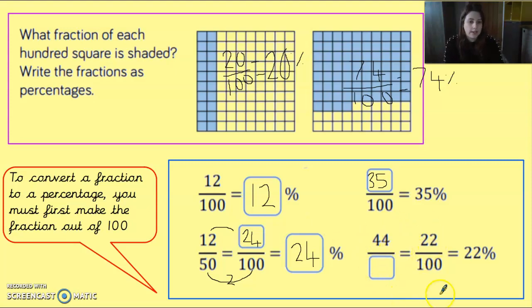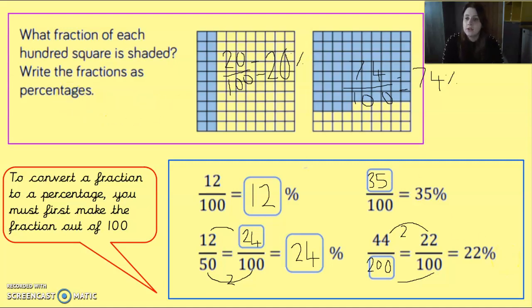Again, we can work backwards. Now we know 22% is the same as 22 over 100. And I know that 22 over 100 is the same as 44 over... So again, I need to work out what 22 has been times by to get 44. Well, it's been times by 2, hasn't it? Because it's double. So that means I have to times this by 2. So this fraction would be 44 over 200. So 44 over 200 is the same as 22 over 100. Therefore, it is 22%.